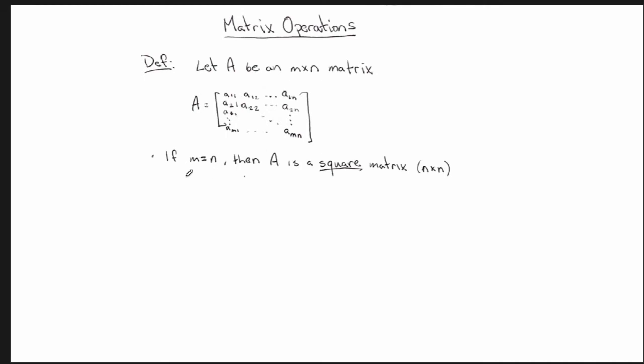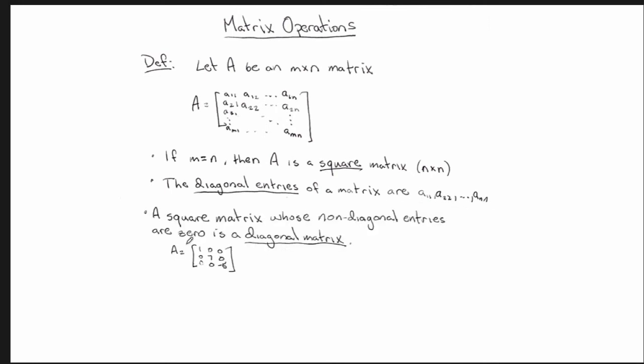If m equals n, then we say A is a square matrix, n by n, and we've seen that before. The diagonal entries of a matrix would be the ones on the diagonal, but formally a11, a22, up to ann. We want to talk about that because a square matrix whose non-diagonal entries are 0 is a diagonal matrix.